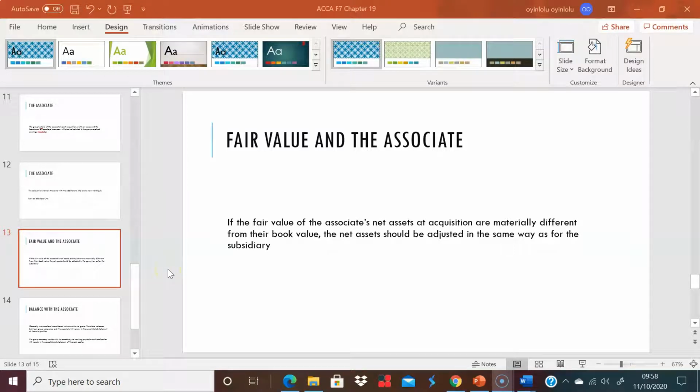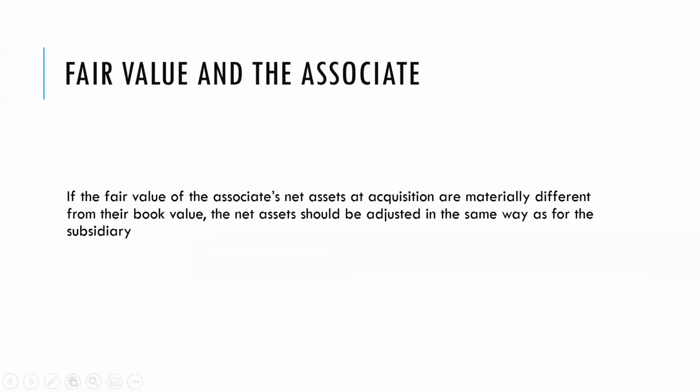Right, so let's just discuss two more important issues here and then look at TYU1. The first one is to do with fair value. Fair value and the associate. In exactly the same way that the standard wants us to treat the subsidiary, we should find the associate's fair value before we start working.